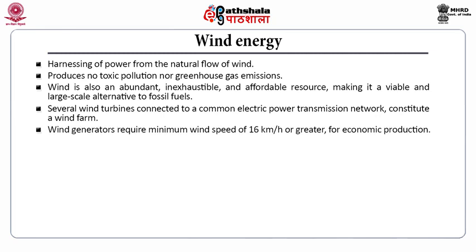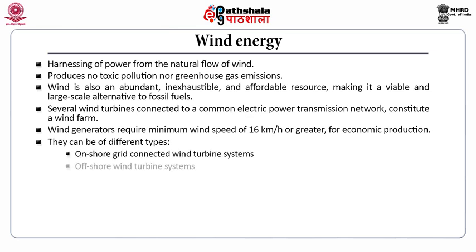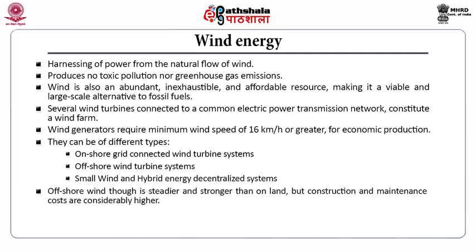As a general rule, wind generators require a wind speed of 16 km per hour or greater for economic production. They can be of different types: onshore grid connected wind turbine systems, offshore wind turbine systems, small wind and hybrid energy decentralized systems. In recent years, onshore wind energy has become competitive with other energy sources and also found cheaper than fossil fuel derived energy in several places. The world's largest onshore farm is located in Germany. Offshore wind, though, is steadier and stronger than on land, but construction and maintenance costs are considerably higher.